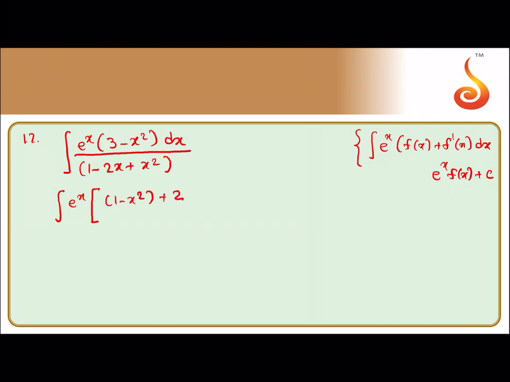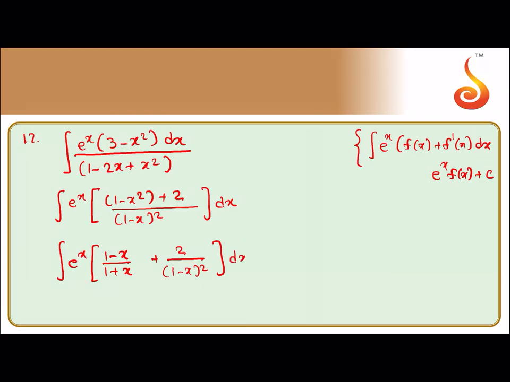So the basic idea is to rearrange like this. What we do is e to the power x within the bracket (1 minus x) square plus 2 divided by (1 minus x) whole square dx. This rearrangement is only possible when you practice a little, and what is given in the denominator matters a lot. So e to the power x, this can be written as (1 minus x) by (1 plus x) plus 2 by (1 minus x) whole square dx.